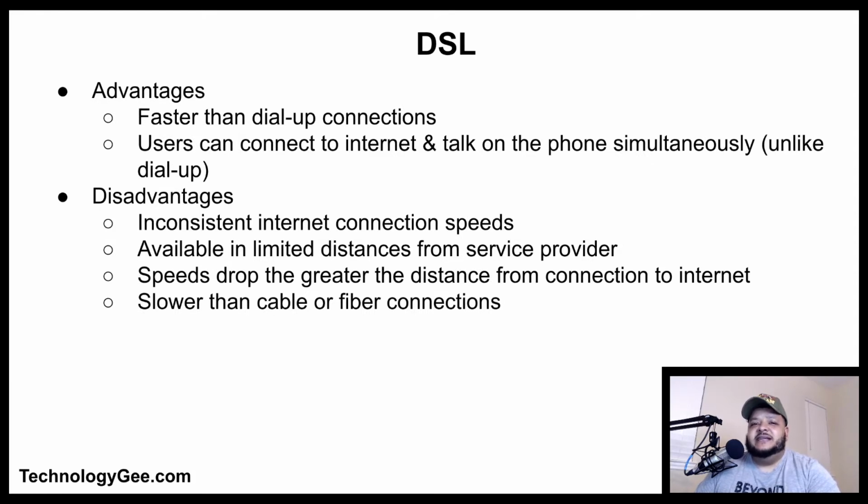So the first advantage is it is faster than a dial-up connection, and users can connect to the internet and talk on the phone simultaneously, unlike dial-up. Now, here are some of the disadvantages. It provides inconsistent internet connection speeds. It is available in limited distances from service providers. Speeds drop the greater the distance from the connection to the internet, which, like I said earlier, is also known as the central office or the central switch. And it is slower than cable or fiber connections.